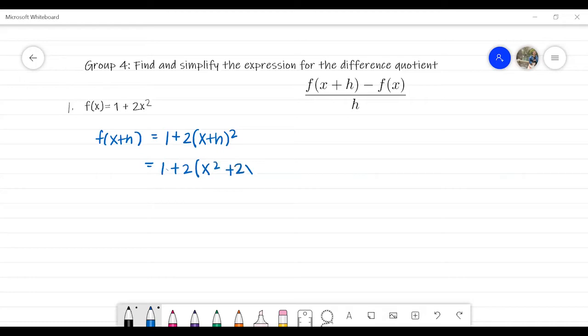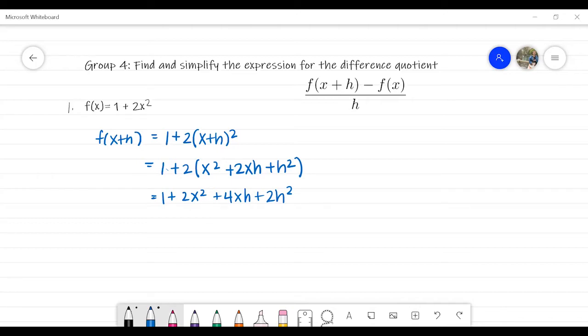Again, I have the pattern memorized, okay? And I'm going to distribute that 2. So 2x squared, 4xh, 2h squared. There's no like terms for us to combine, so we can stop here.